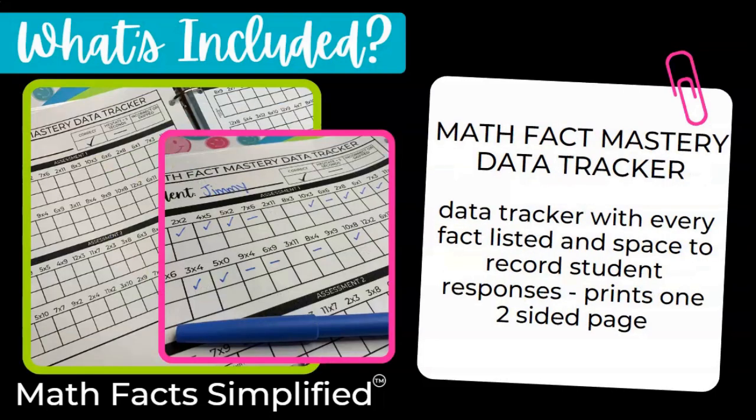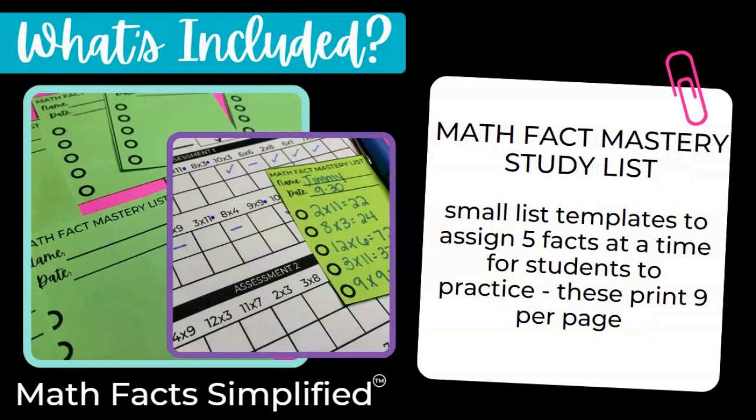The Math Fact Mastery Data Tracker is the page you will use to record your students' responses to the pre assessments and their progress as they move through the program. It includes every fact 1 through 12 and space to record student responses and mastery. Each student will have one page that is double-sided.